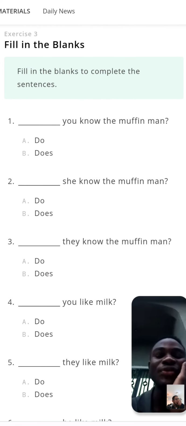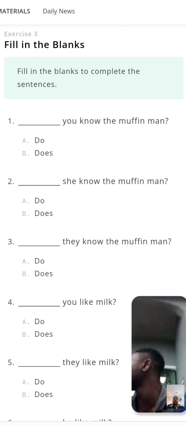Now we go to exercise 3, fill in the blanks. Fill in the blanks to complete the sentences. Question number 1.